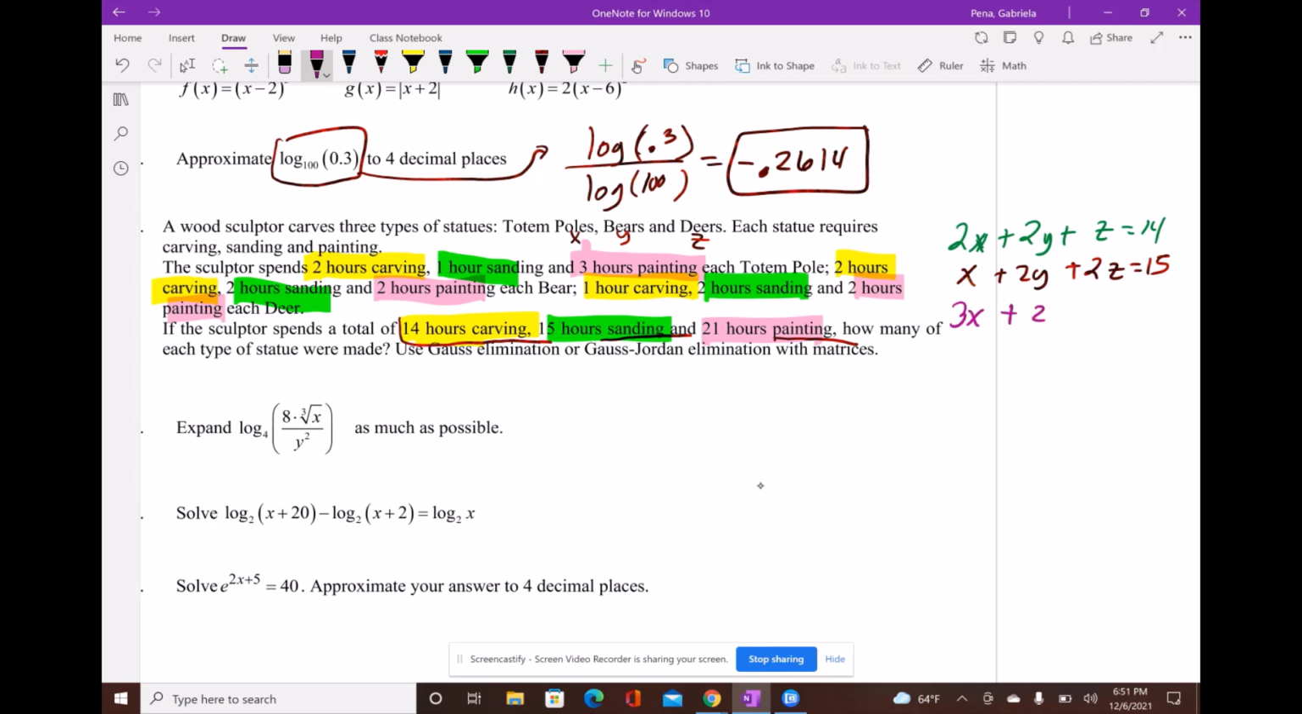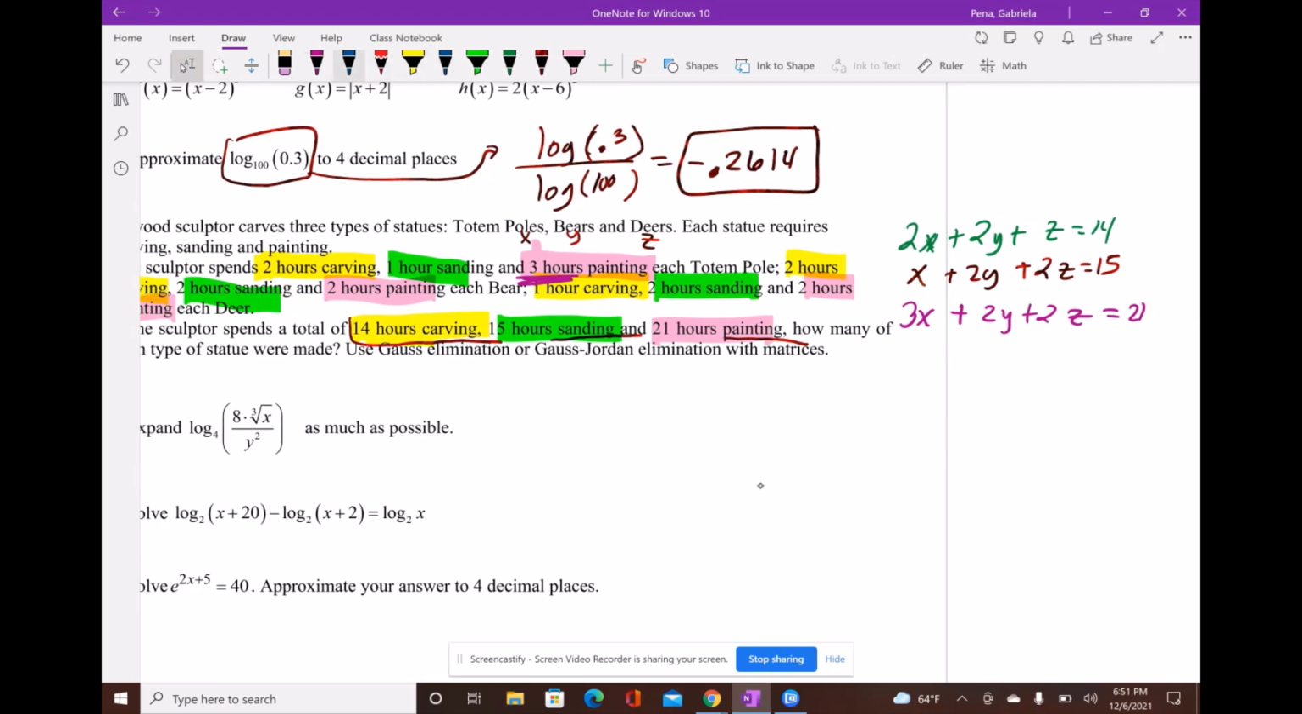3x plus 2y plus 2z equals 21. So it says use Gaussian elimination to figure out how many of each they did.